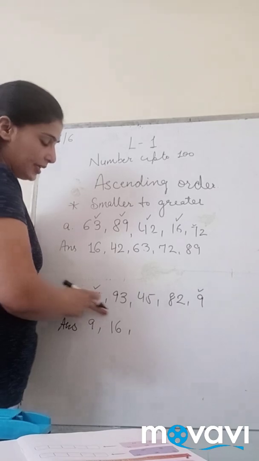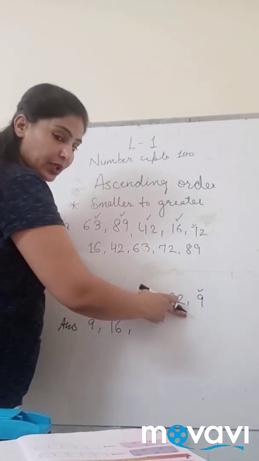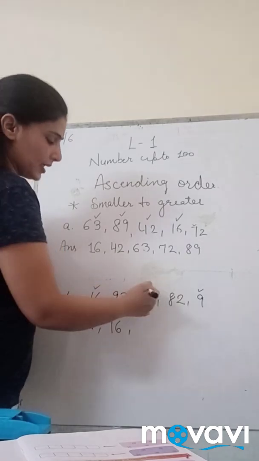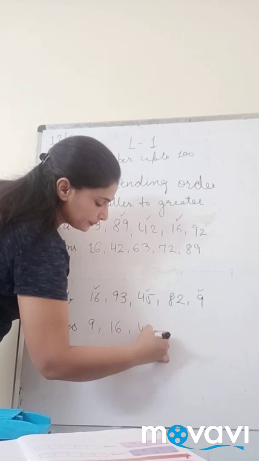Now I will find if there is any number from the 2 series. No. Now I will find if there is any number from the 30s. No. 40s? Yes, there is 45. So I will write 45 next.